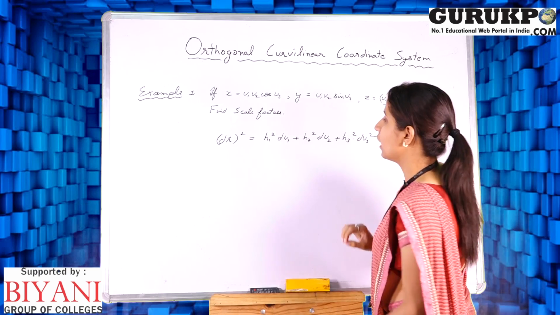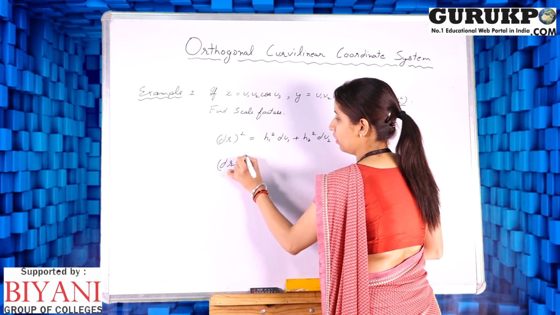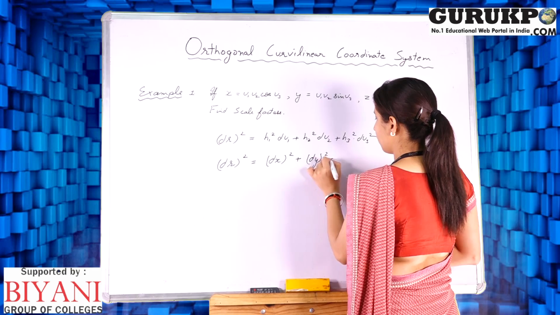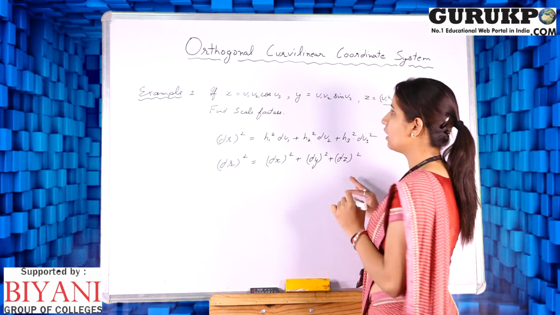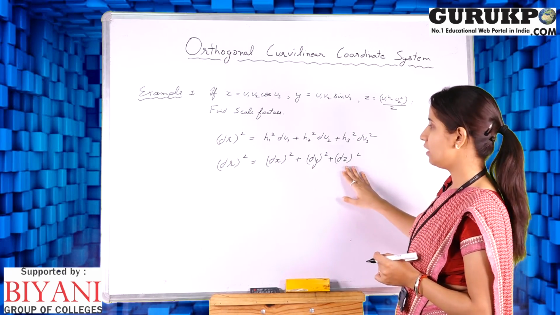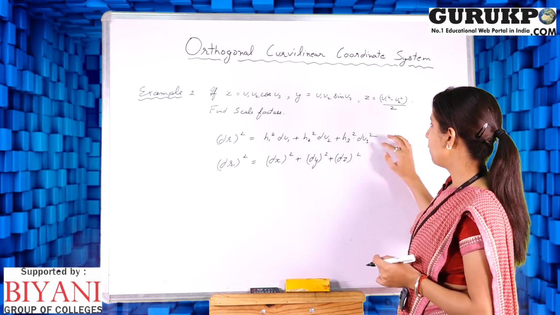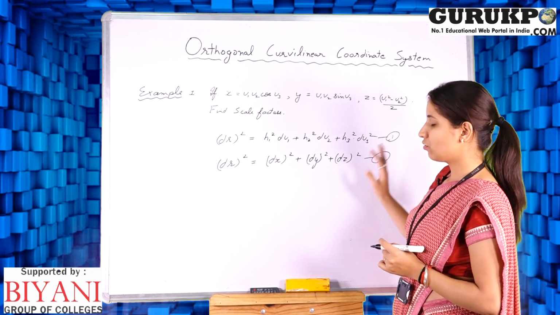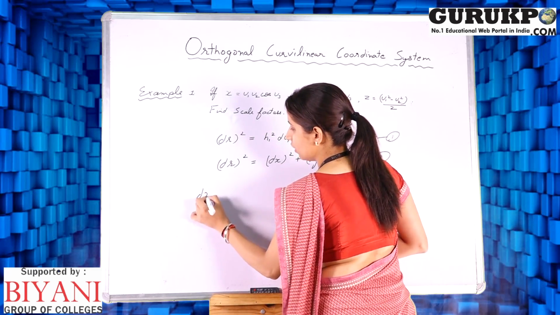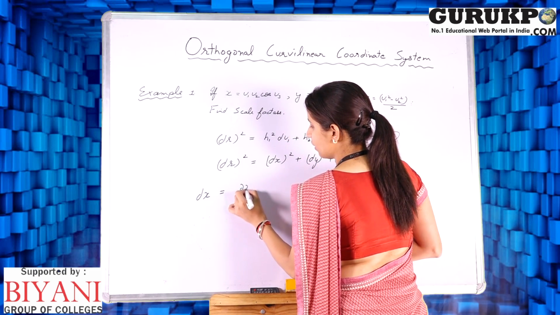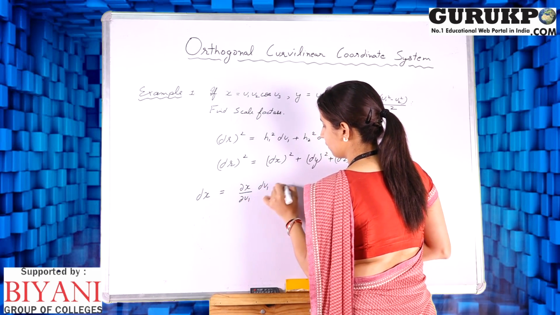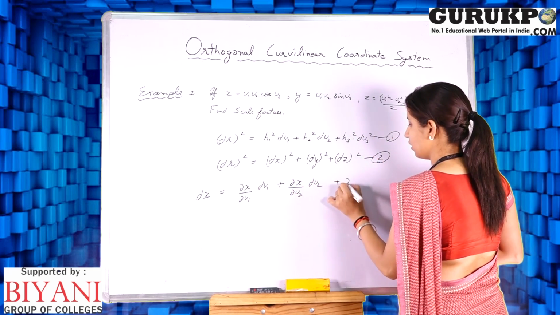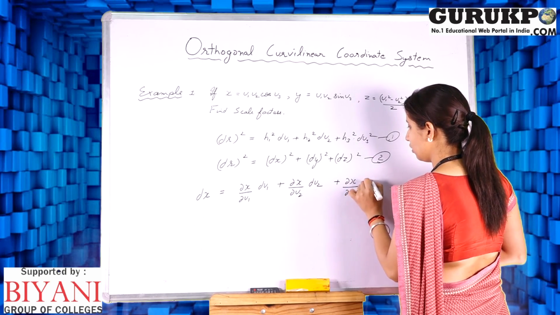But you also know that dr square for the Cartesian coordinates is dx square plus dy square plus dz square. So basically we have to find the values of dx, dy and dz, and then putting the values and comparing with this first equation, we can get the values of h1, h2 and h3. Now we will do it for dx. dx will be del x by del u1 du1 plus del x by del u2 du2 plus del x by del u3 du3.